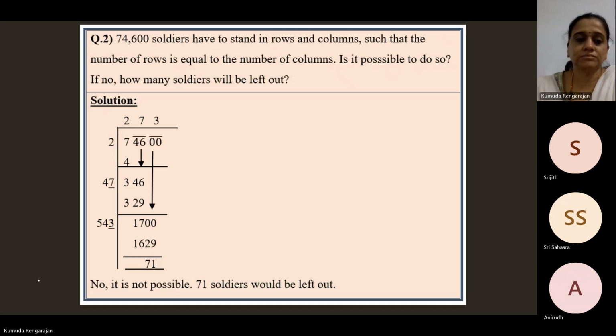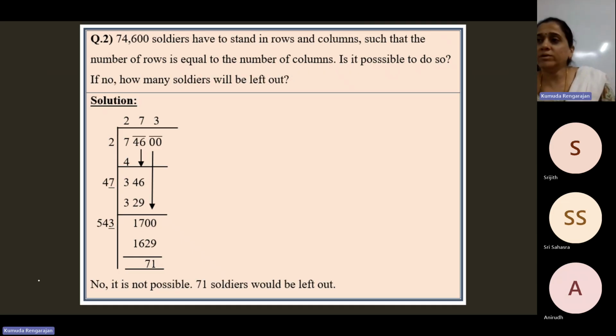Okay. So only after performing the long division, you can answer the questions. Oh, not 171. What's the remainder? Oh, subtraction error.